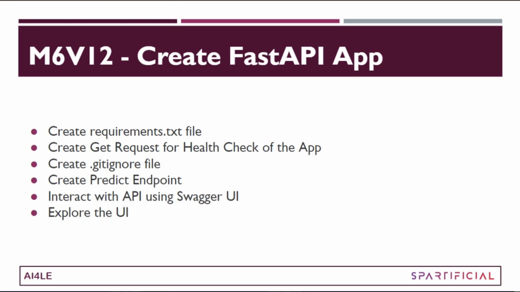Hi everyone, welcome to the 12th video of module 6. And here you're going to create a FastAPI application. For that, the first thing you'll be seeing is how you can create the requirements.txt file, and how you can create the get request for the health checkup of the app, then create the .gitignore file, and finally create the predict endpoint. And then to interact with the API that you have created, you're going to use the interactive UI that is provided by FastAPI itself, which we call the Swagger UI.